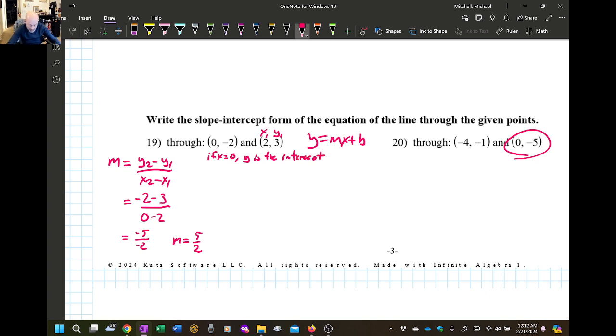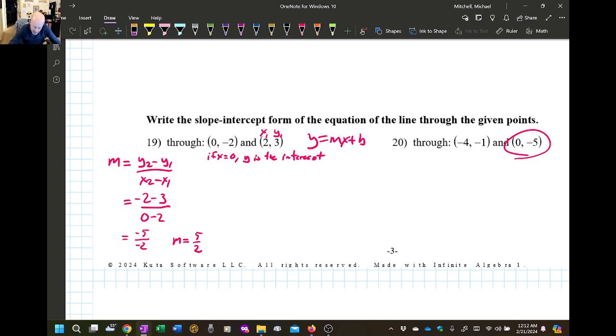So you can do it the way we did the previous ones. I'm going to take advantage of this. That's my y-intercept, 0, negative 2. That's right on the y-axis. You think about it, this is x, this is y. 0 means I don't go left or right. Negative 2 means I go down 2, right on the y-axis.